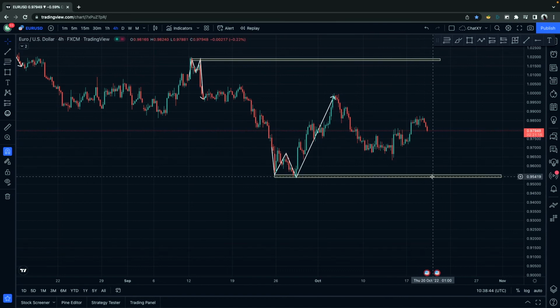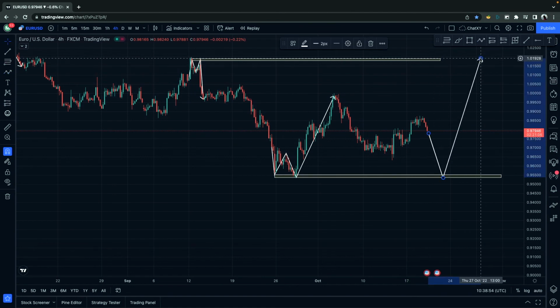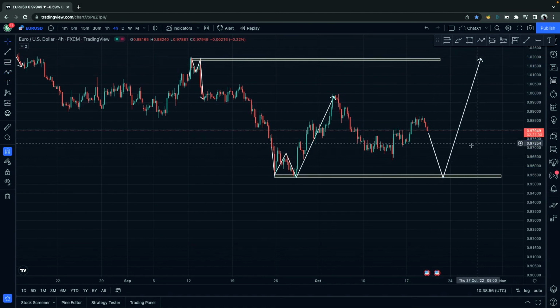If price should break this support, it will continue going down. But if it doesn't break it, then you might see price rally up from this point, from the current price down to this place, and then back to this resistance. So this is how it's easy to identify your support and resistance in a chart.